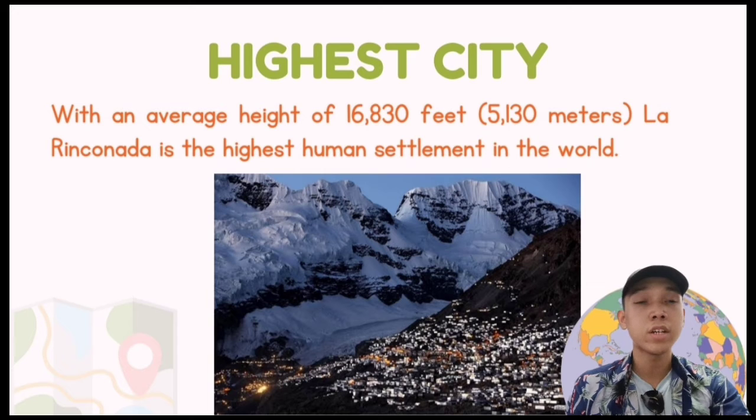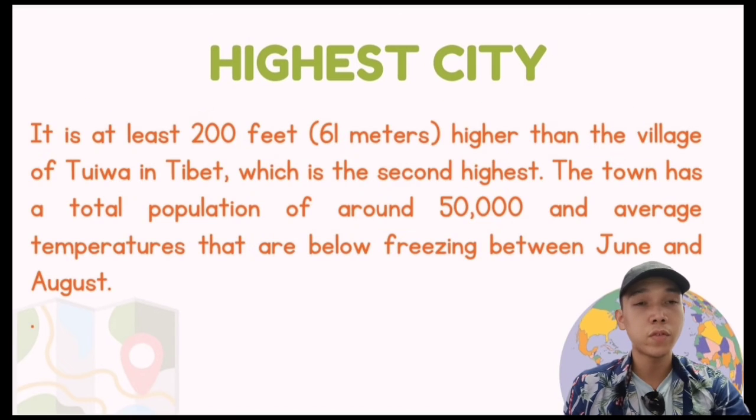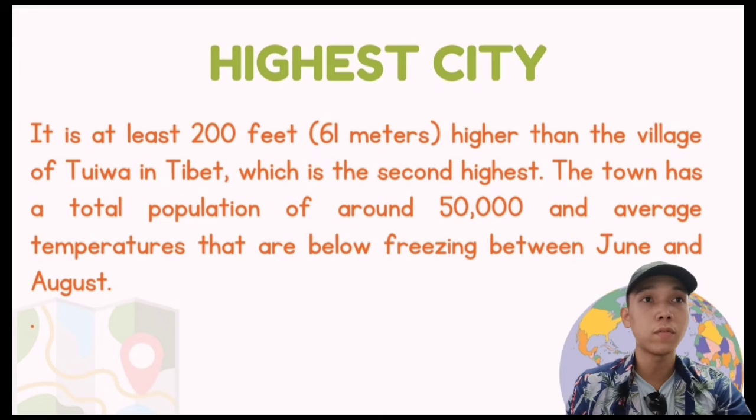The highest city of South America. So with an average height of 16,830 feet or approximately 5,130 meters, La Rinconada is the highest human settlement in the world and is at least 200 feet or 61 meters higher than the village of Tuiwa in Tibet, which is the second highest.